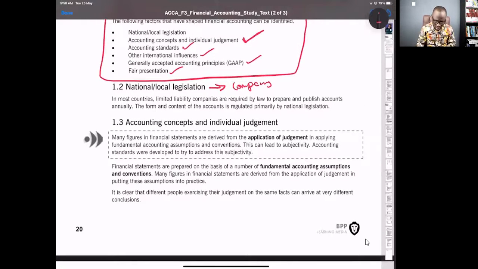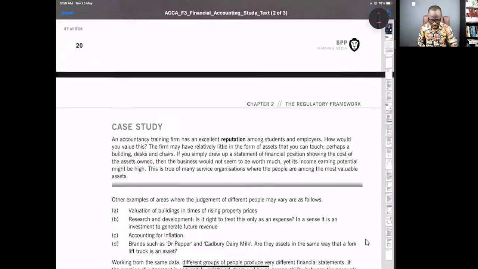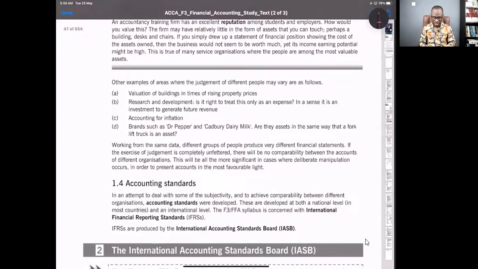There is also the second category called the accounting concepts and individual judgment. What happens is that financial statements are prepared on the basis of a number of fundamental accounting assumptions and conventions. And we'll look at all these later on, like the matching and accrual concept, the business entity concept, the going concern concept, the prudence concept, the historical cost concept, the realization concept. All these are various accounting concepts that are used in the preparation and presentation of financial statements. And we're going to be looking at these later on as we move ahead.